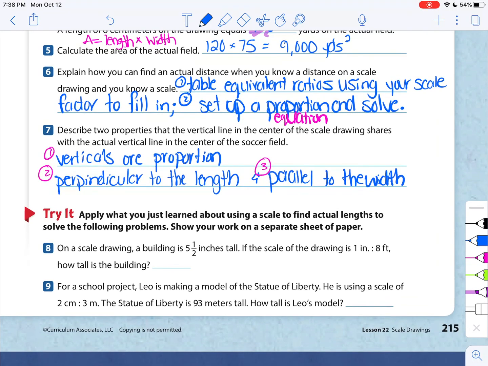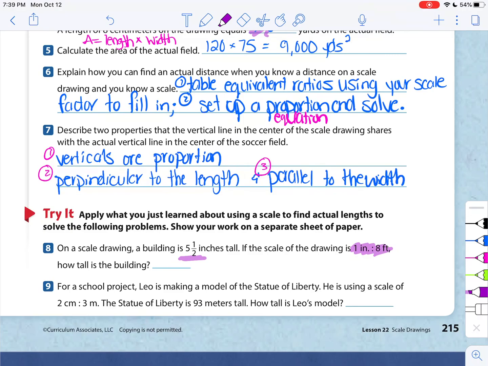Number 8, on a scale drawing, a building is 5.5 inches tall. If the scale of the drawing is 8 inches to 1 foot, how tall is the building? So I would recommend setting up a proportion to solve this one. You can definitely do a table of equivalent values, but since this measurement we have here is 5.5, it's probably a better idea to set up a proportion.